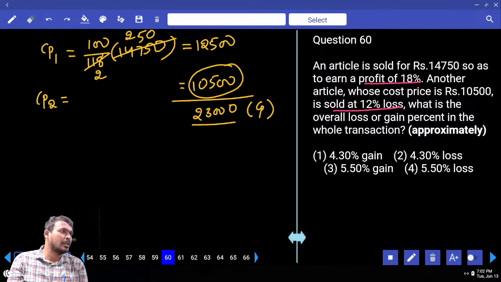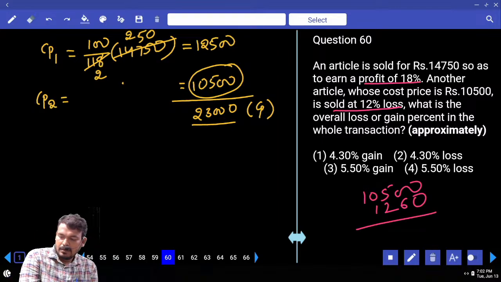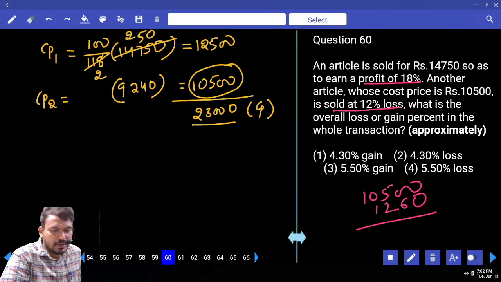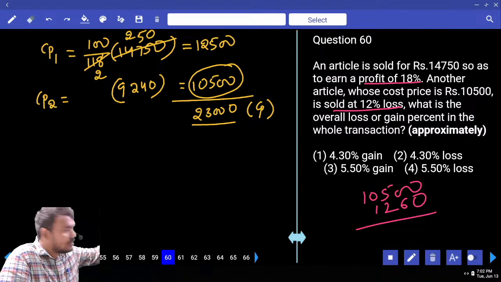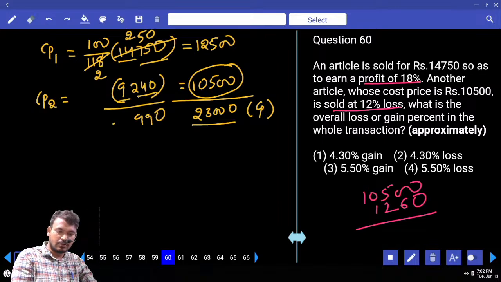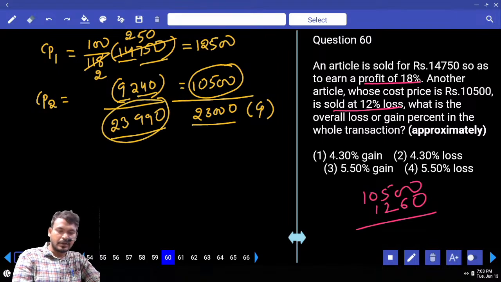The remaining value is the selling price. 10,500 minus 1260. What is the remaining? 9,240. What is the selling price of the first one? 14,750. The selling price of the second one is 9,240. Adding these two, we get the total selling price of the two articles: 750 plus 240 is 990, 14 plus 9 is 23, so 23,990. That is the total selling price.